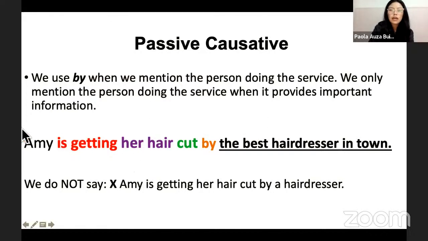Let's see. Santi, could you read this one? Thanks. Amy is getting her hair cut by the best hairdresser in town. Excellent, thank you very much. So it's following the same thing. We might not have seen this, no, but we can also use with, this is continuous tense, no?